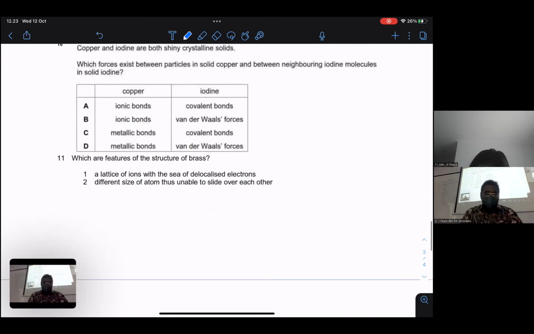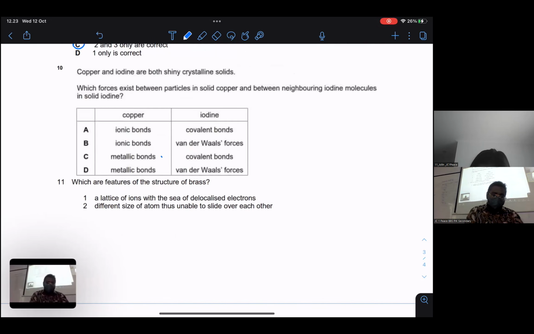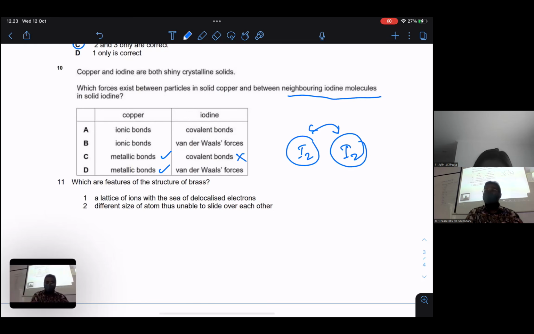Now, copper and iodine. Copper must be metallic bonding. Iodine, please remember, they say between neighboring iodine molecules, so between I2 and I2. So it cannot be covalent bond; it must be van der Waals forces. It can be either ID, PD, or hydrogen bonding. This one is the old syllabus. They put van der Waals forces, but in future they might just put induced dipole, instantaneous dipole, induced dipole. So this one will be D.